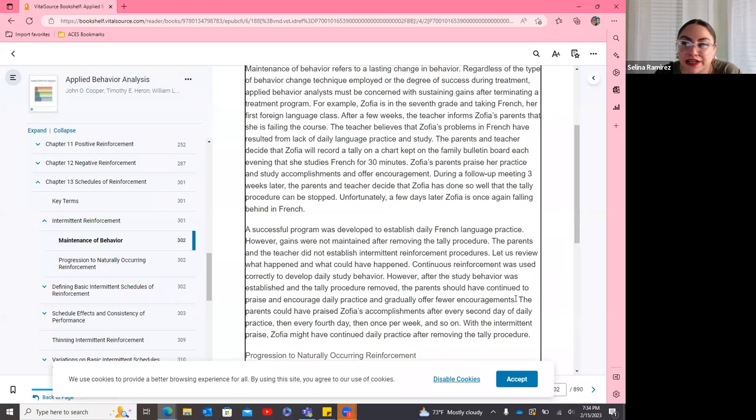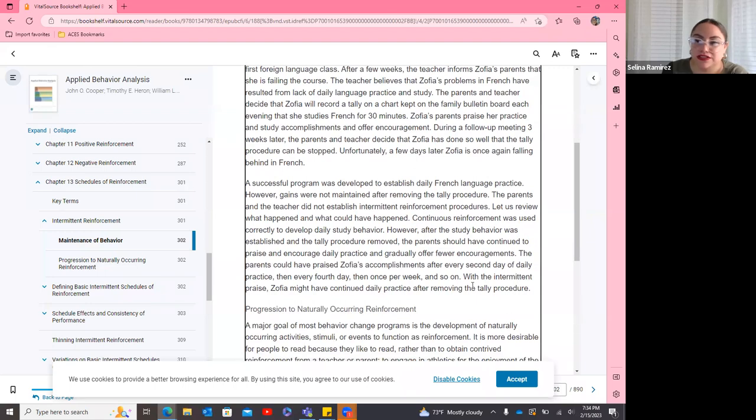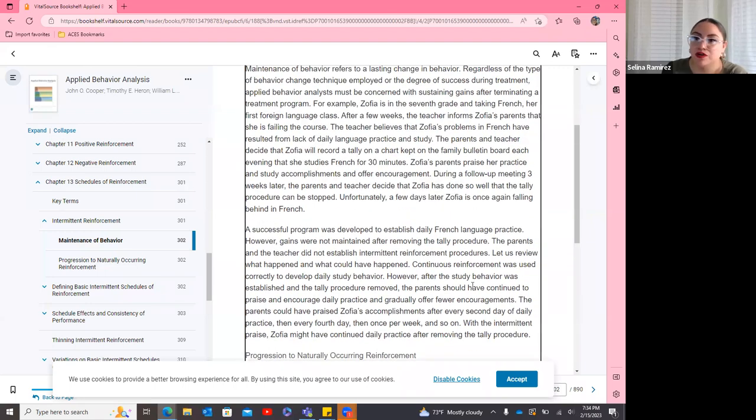The parents could have praised Sophia's accomplishment after every second day of daily practice, then after every fourth, then once per week, and so on. With the intermittent praise, Sophia might have continued daily practice after removing the tally procedure. Does anybody know why intermittent reinforcement is so much more powerful, I guess?